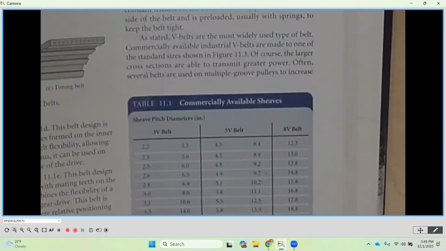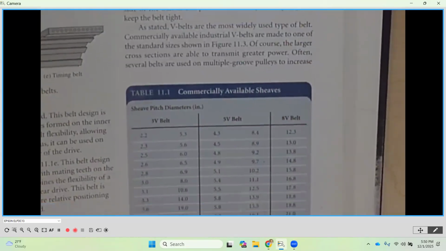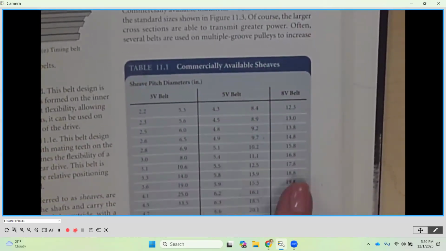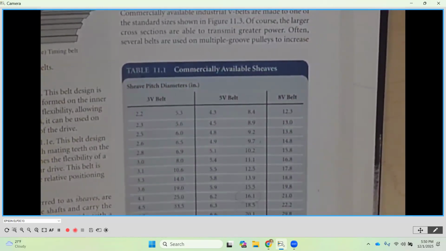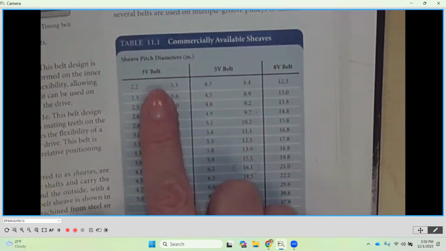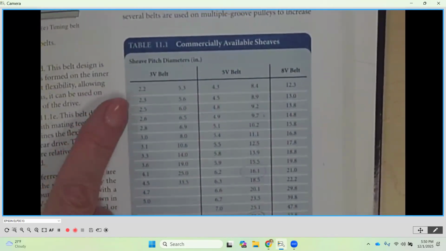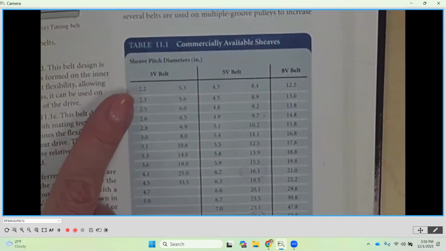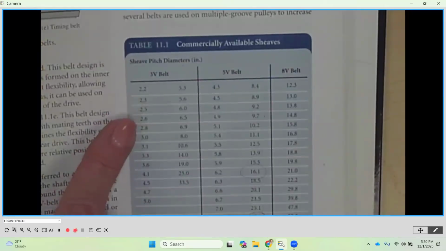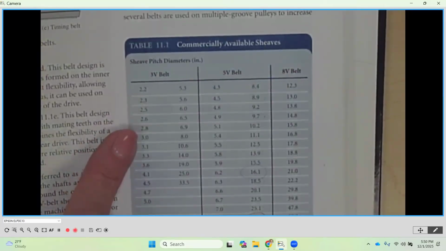Once we determine what is the size of belt that we're going to be using, on each one of these columns, this is going to list the standard pitch diameters for the shivs that are available in that size. So here we have 3 V belts. Notice that we have a number of sizes here, and this is in inches, 2.2, 2.3, but then it jumps to 2.5, 2.6, jumps again to 2.8.